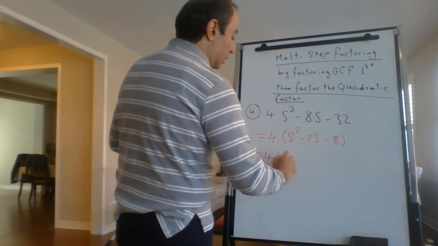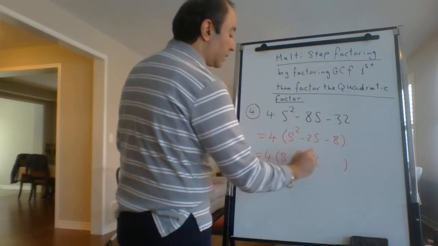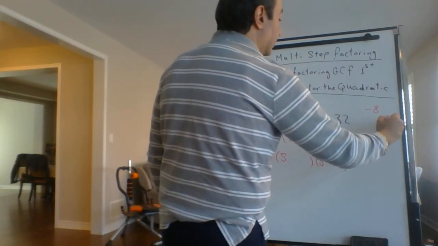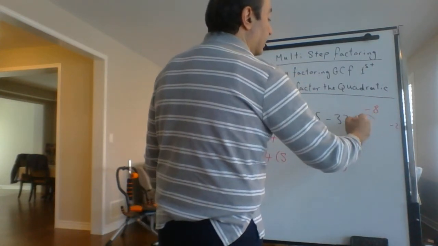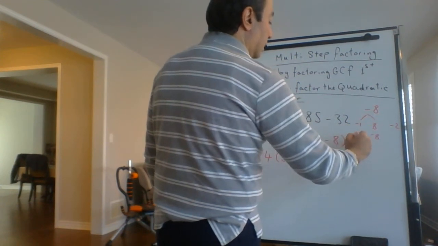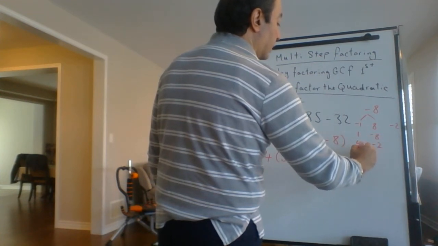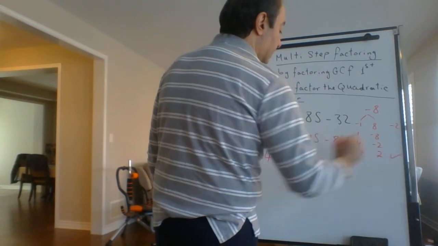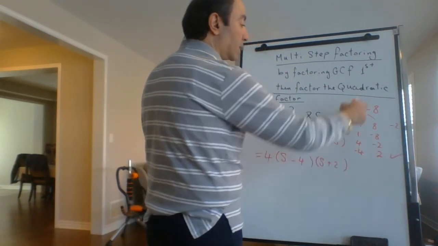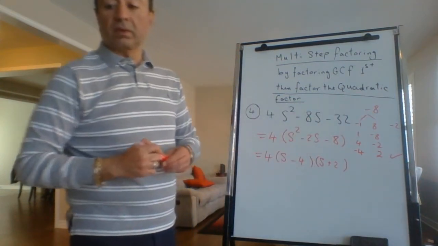Now, I will try to factor this the way we did the last time, so s and s. We need to find two numbers that multiply to negative 8 and add to negative 2. Negative 1 and 8, no. 1 and negative 8, no. 4 and negative 2, no. Negative 4 and positive 2, yes. So negative 4 times 2 is negative 8, and they add to negative 2. So this is the factor.